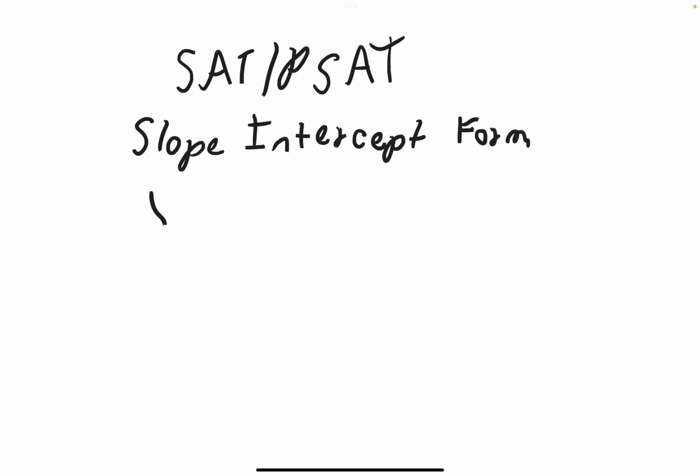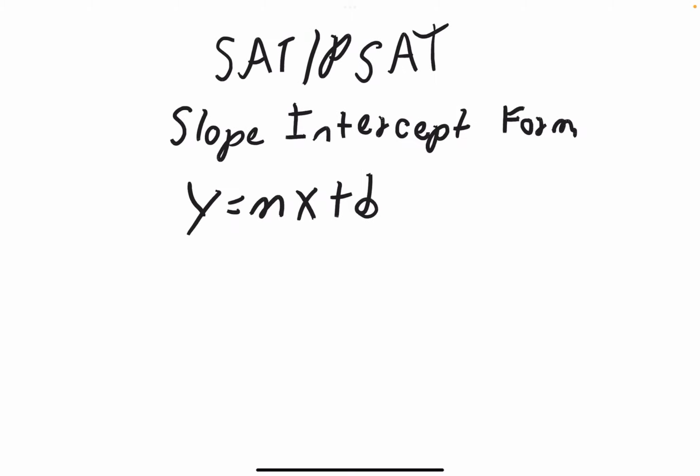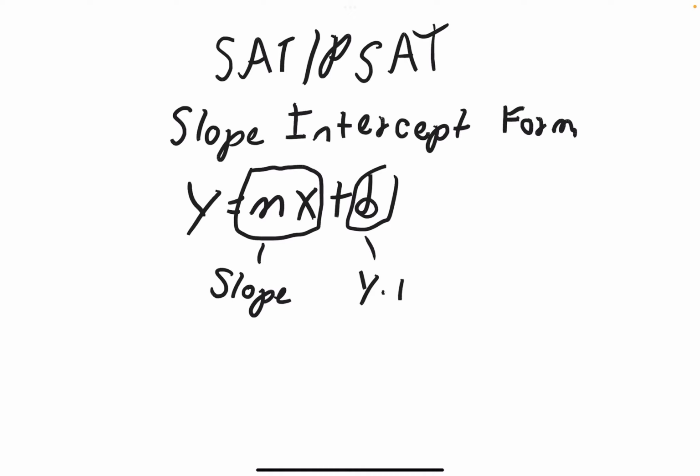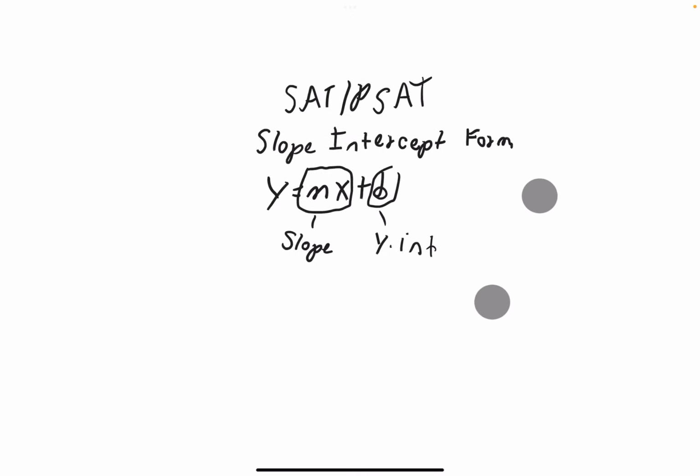So we've got y equals mx plus b. So all this mx is your slope, which I'll explain in more detail. And then your b is your y-intercept. So first let's explain the y-intercept.